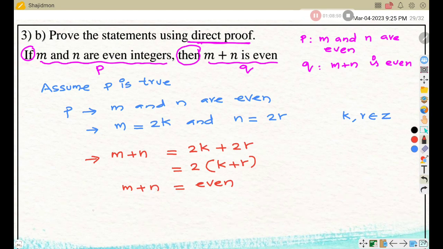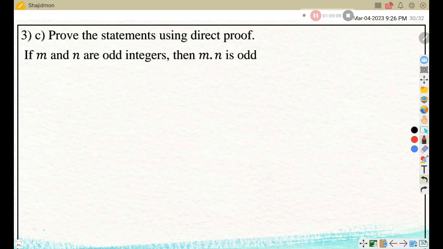That is what the Q statement says. That means Q is true. That means if P is true, Q is also true. So what can we conclude here? P implies Q. That means if P is true, Q is also true. Hope you understood this question also. Let me go to the next one, question number 3c now. We did more questions, so you got the idea, I hope.